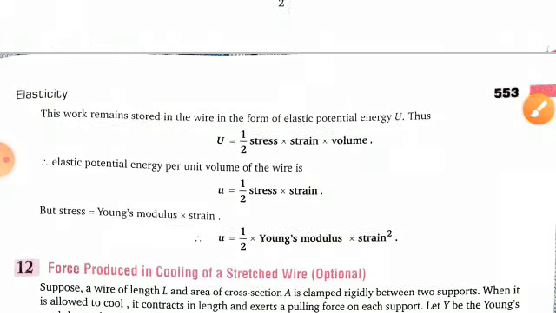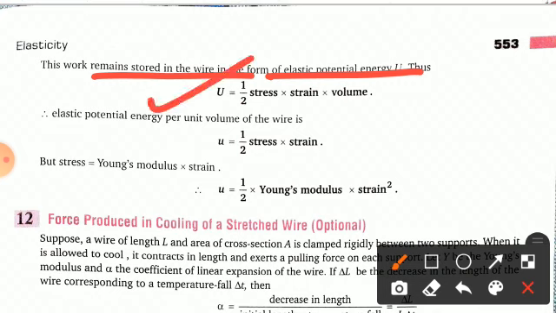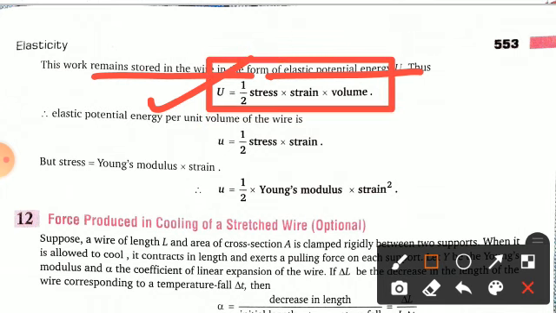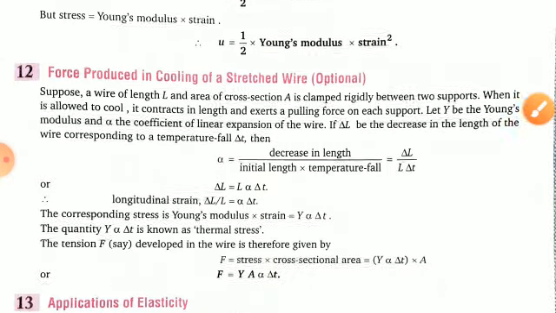Clear? Now this work is stored in the wire in the form of its elastic potential energy. So you can write U is equal to 1 by 2 stress multiplied by strain into the volume. So the elastic potential energy per unit volume of the wire is 1 by 2 stress multiplied by strain. But you know very well stress is equal to Young modulus multiplied by strain. So this relation you can also write like this: U is equal to 1 by 2 Young modulus into strain square. I hope you understand. Now this is optional, so I am skipping this.